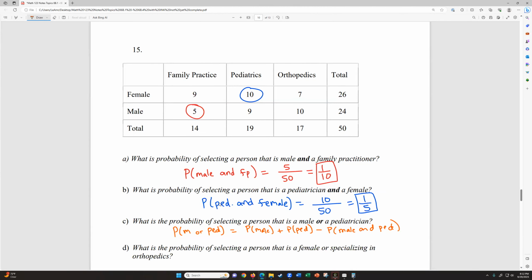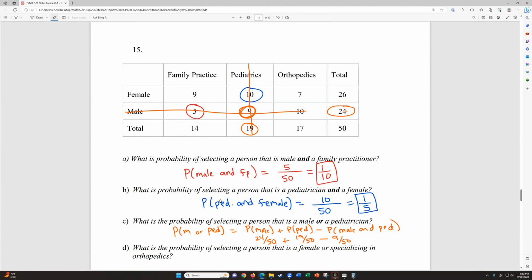So the total number of males is 24 out of 50. The total number of pediatricians is 19 out of 50. And we double counted. If you look at this row and column relationship, we double counted those 9 people, so we need to subtract 9 out of 50.